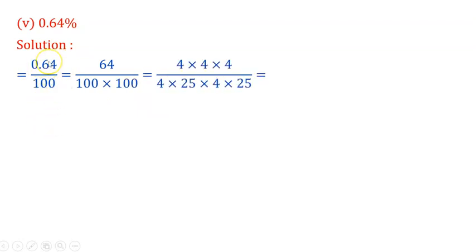Next, 0.64% means what? 0.64 upon 100. 0.64 can be written as 64 upon 100 into this 100. Next, simplification. 64 is 4 into 4 into 4. 100 means what? 4 into 25. Again this 100 means what? 4 into 25. Next here, these two 4s and 4s get cancelled. You will get here 4 upon 25 into 25. That is 4 upon 625. Therefore, the required ratio is 4 as to 625.